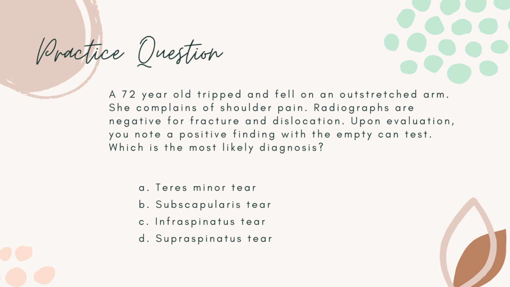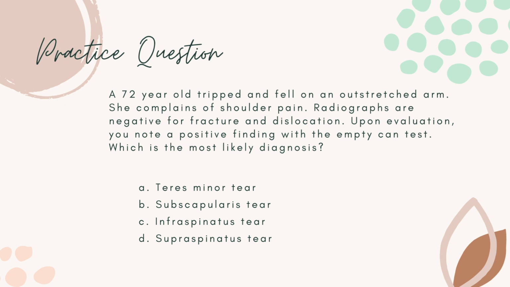Please pause if you're not ready to review. Fell on an outstretched arm. Could be a lot of things. So they're complaining of shoulder pain, not fracture or dislocation. Upon evaluation, you note a positive finding for the empty can test. So empty can test, what does that look at? So empty can test is for rotator cuff, and it's for a specific muscle of the rotator cuff. So all these answers have rotator cuff muscles, but I know that the infraspinatus and teres minor are both external rotators, so it's likely not that answer because it's harder to distinguish those muscles since they both externally rotate.